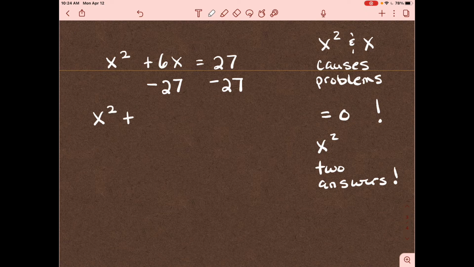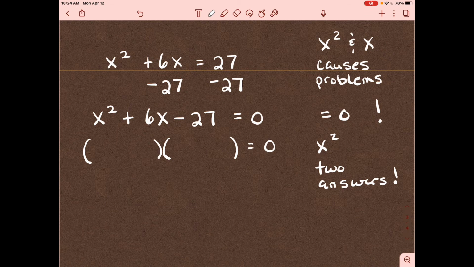27 doesn't fit in with any of our other terms, so we're just going to write it like this. And that's the same thing, just rearranged a bit. And then we want to try to factor this into our two binomials.